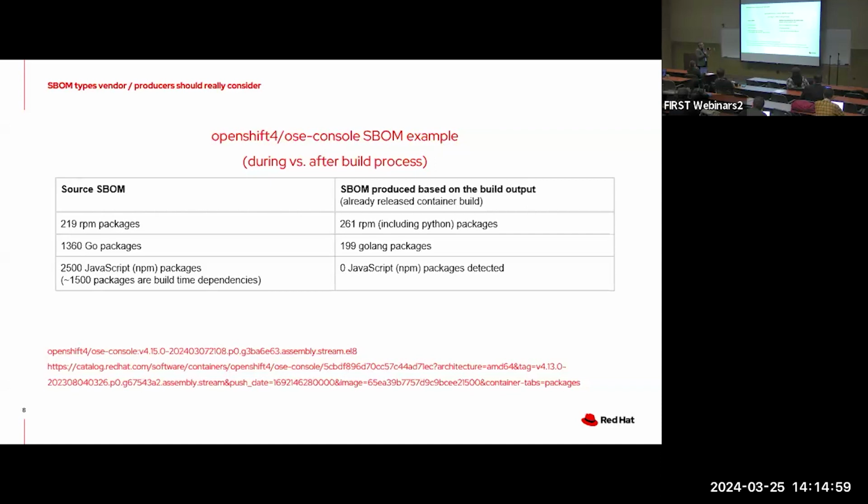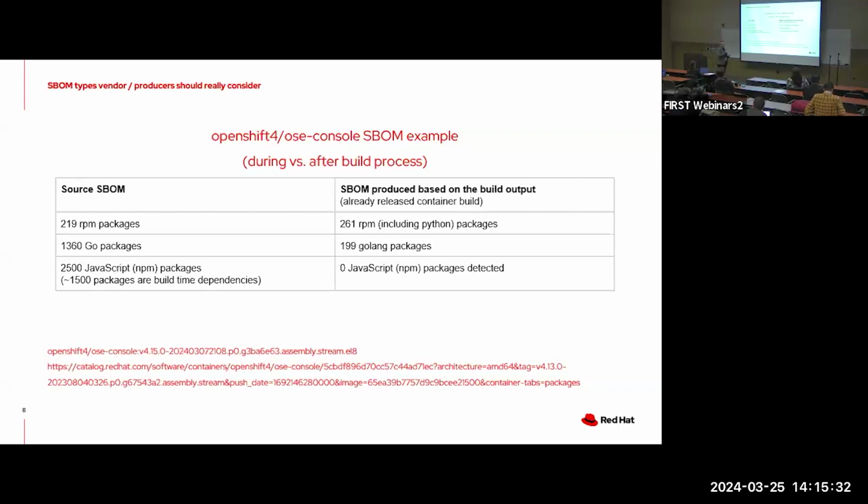For this particular container, I generated an SBOM during the build process. It's on the left side, you see the source SBOM. And then I also generated an SBOM for the final release build. So it's a build outcome. As you can see, the number of RPM packages is almost the same, but there's a big difference between specific language packages like Golang or JavaScript. Why is there a big difference?